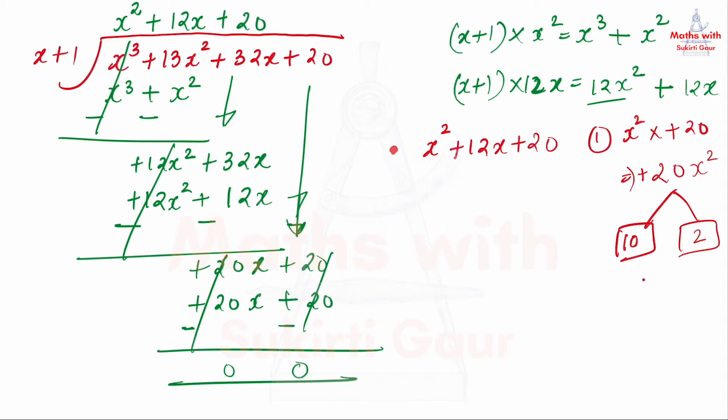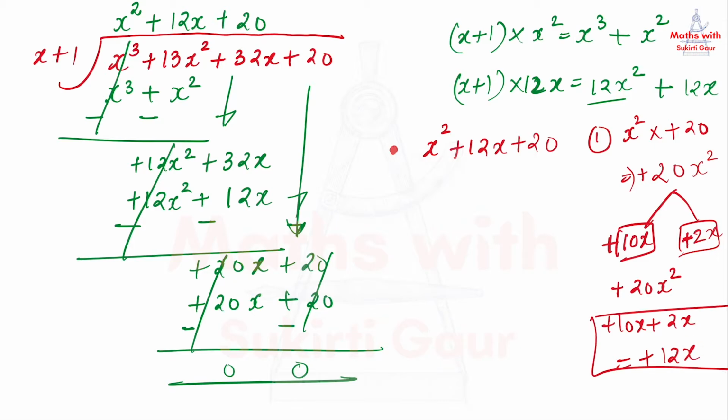So what is the option that comes to your mind quickly? 10 and 2, right? So 10x and 2x. We want these two in positive, because that's how we'll be getting positive 20x square after multiplying them. And by adding them, we will be getting our middle term, that is plus 12x here, right? So we are fulfilling both of the conditions. Let us put these two here. In the place of the middle term, we are going to put plus 10x plus 2x plus 20.